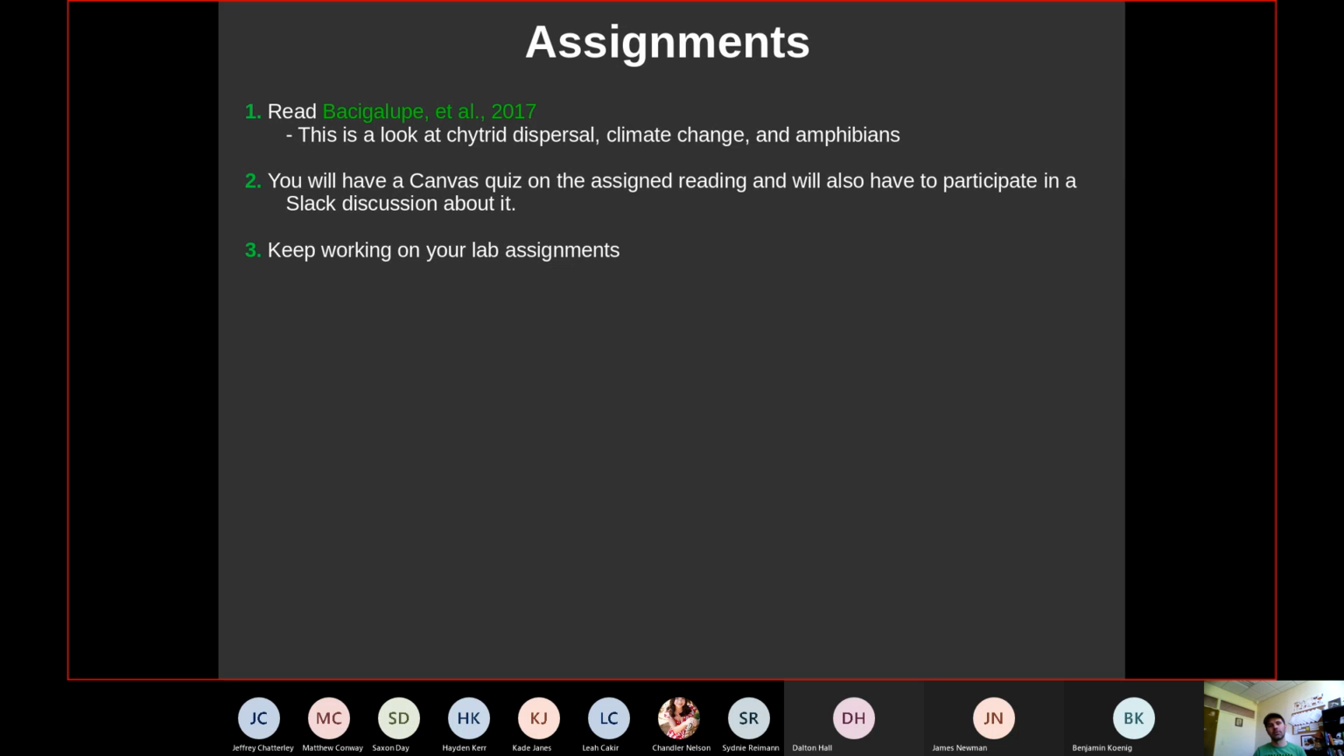to fungal dispersal. Your assignment is to read the Bacigalupe paper. This one is a different kind of fungal dispersal because it is chytrids, and they don't make airborne spores. So look at that and how climate change is affecting them and amphibians. Then I will write up your Canvas quiz. That will be due next Tuesday. And then I'll post your exam to be due next Monday.